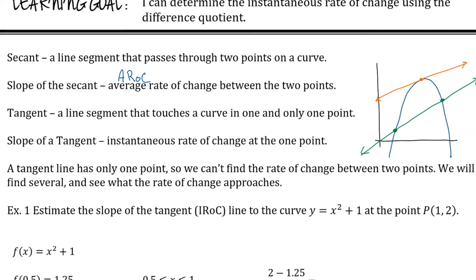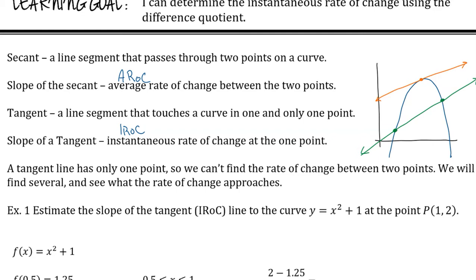So if the slope of the secant is the average rate of change, what's the slope of the tangent line? That's exactly right. We call it the instantaneous rate of change at that 1 point, or we call it the IROC sometimes for short.